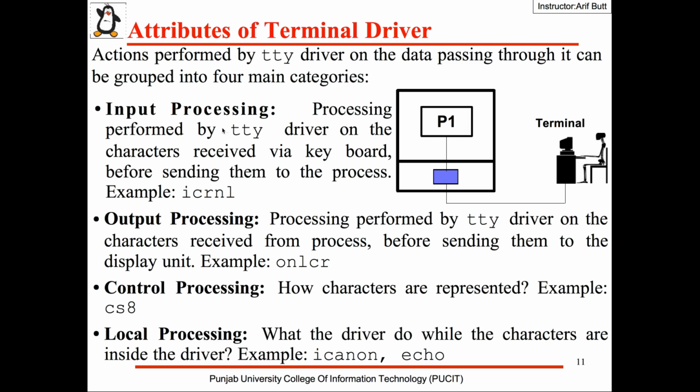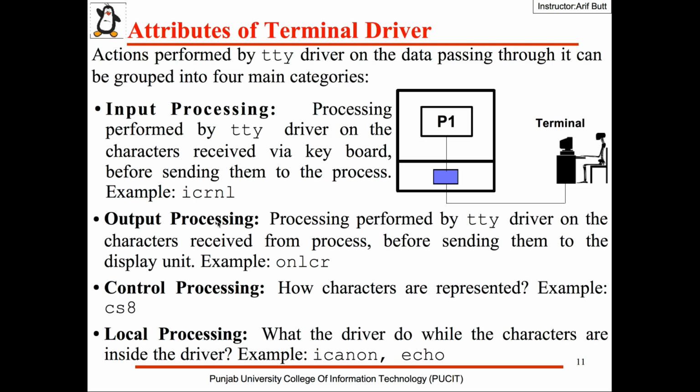Well, there are four main categories of processing: the input, output, control, and local processing. The input processing is performed by this driver on the characters received via keyboard. Whenever a user presses something, the characters come over here, and the processing done by this driver on those characters is known as input processing. There is a lot of input processing. One main one is ICRNL. This is a flag. If set, it converts the carriage return character having ASCII 13 to a new line character having ASCII 10. Soon we will see this on the terminal.